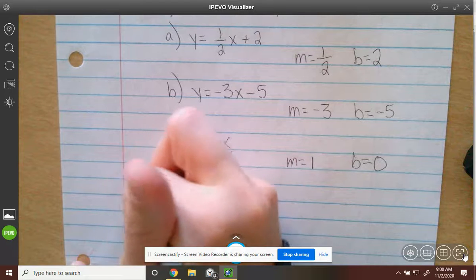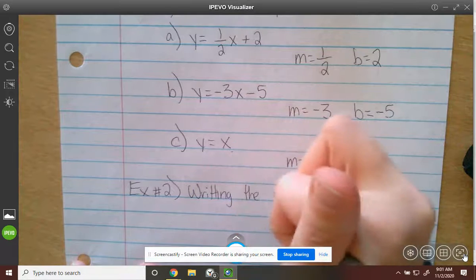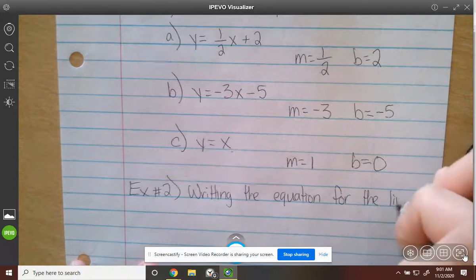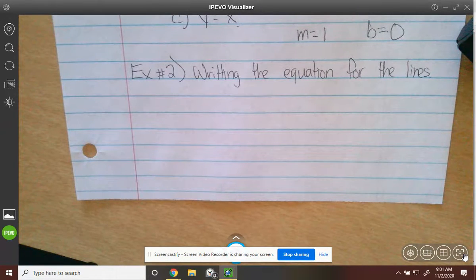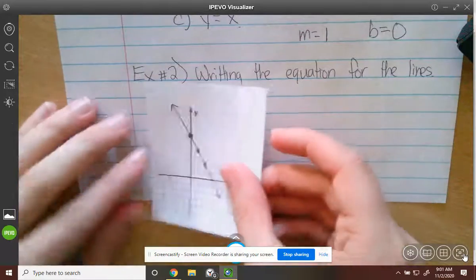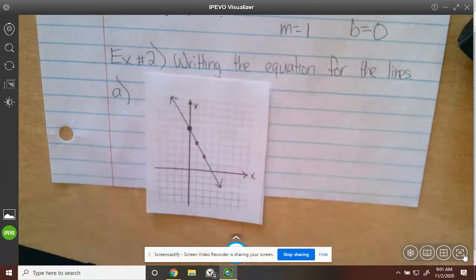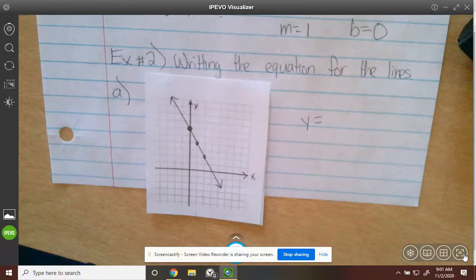Step 2, we're going to be writing the equation for the lines. Oops, sorry. Okay, so we have graphs. I know you at home do not. Let me cut my first one out here. Okay, so this is my first one. So to write my equation, I always start with y equals. Always, no matter what, y equals.